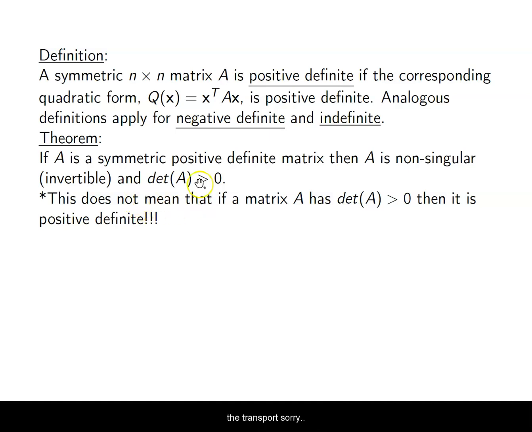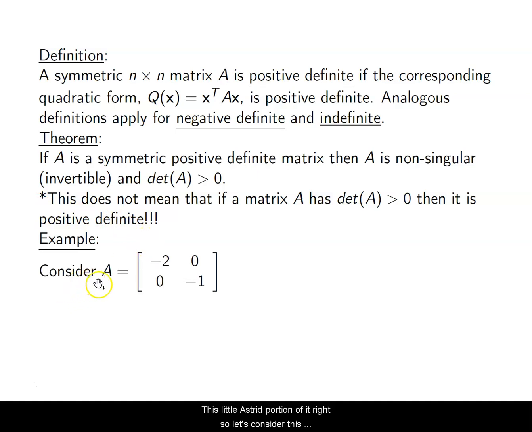Okay, so the converse of this is not true. If we're symmetric positive definite, then the determinant will be positive. We cannot say it the other way around. So let's do an example to show this little asterisk portion of it, right?